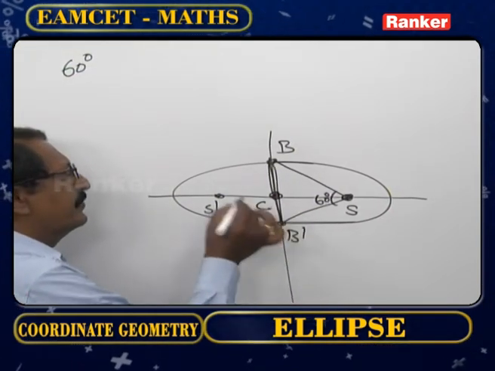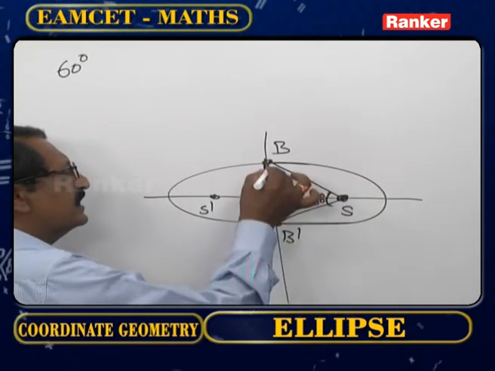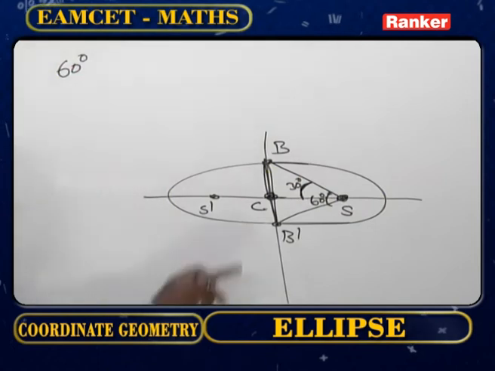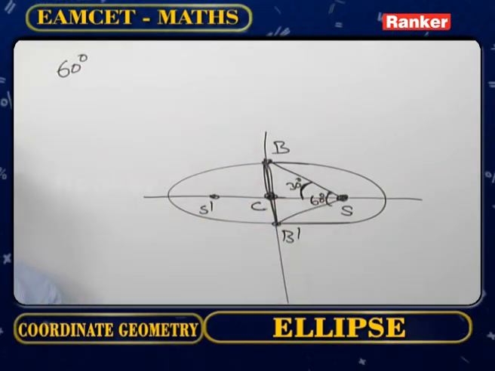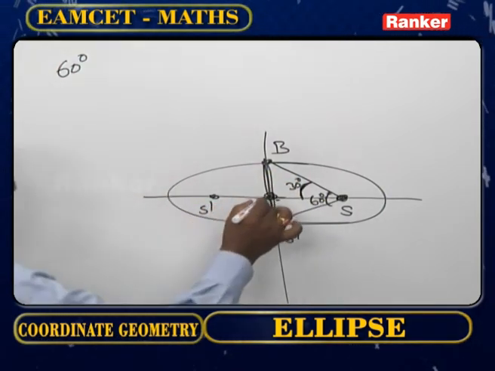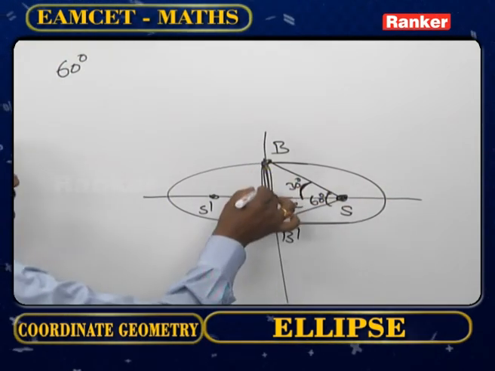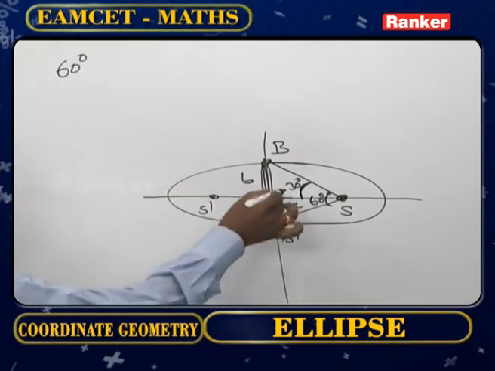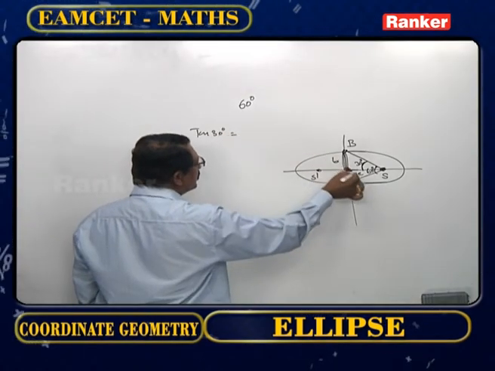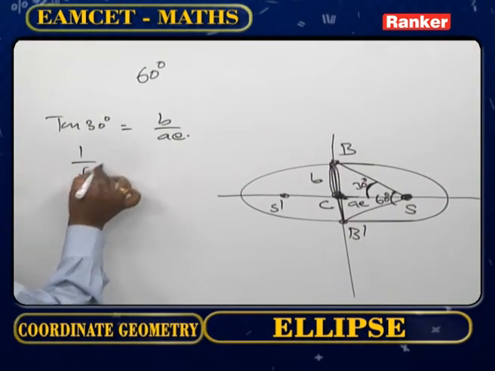Now take center C. CS is the angular bisector of the angle. Now in triangle CSB, angle S equals 30 degrees, because it is half of the angle, since the minor axis subtends an angle of 60 degrees at one focus, as given. In triangle CSB, CS equals the distance between the center and one focus, that equals AE. CB equals B. Now tan 30 degrees equals opposite side by adjacent side, B by AE. But the value of tan 30 degrees is 1 by root 3, equal to B by AE.